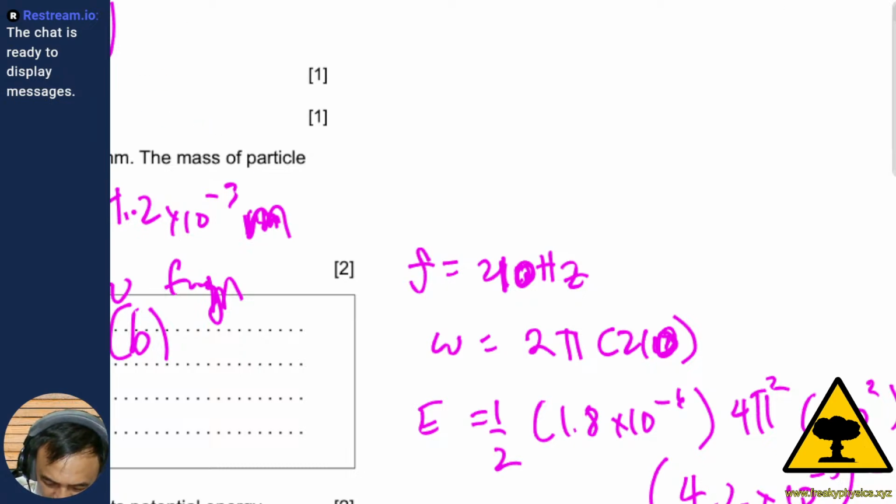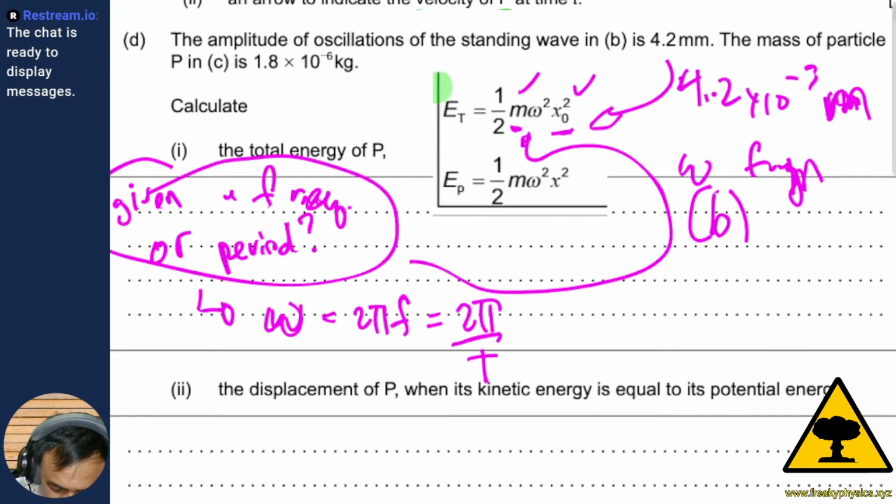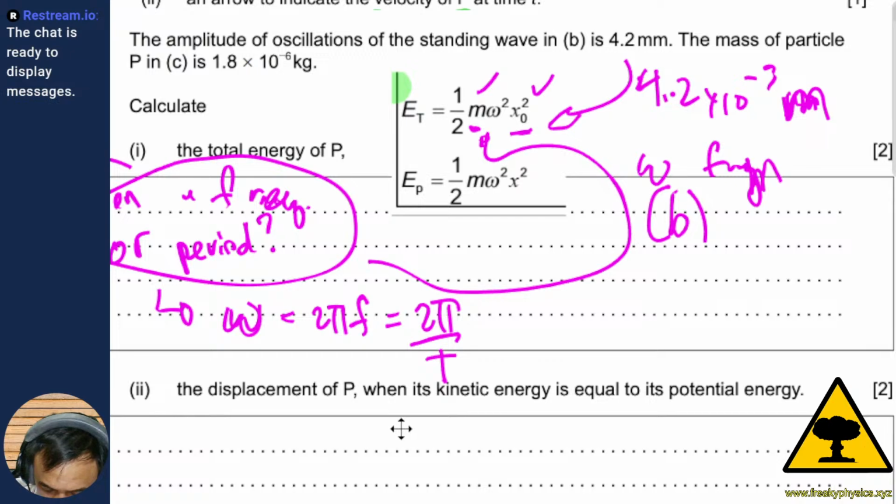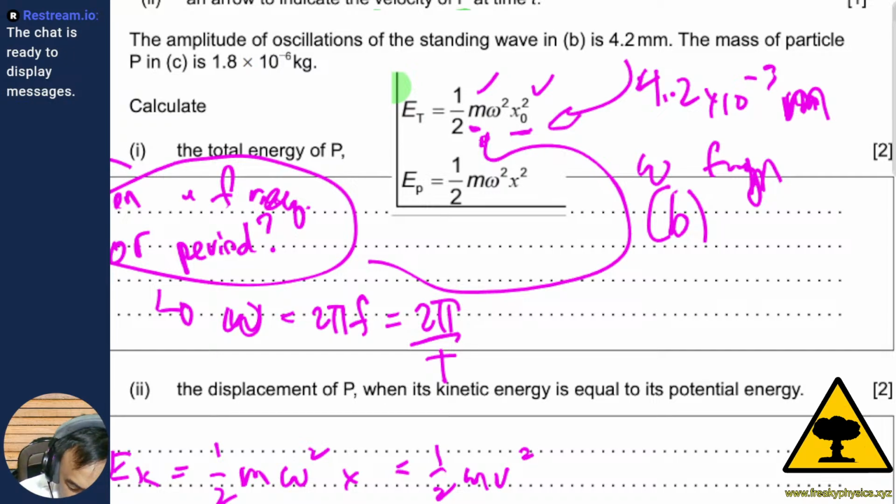Yes. Okay. The last problem here is the displacement of P when the kinetic energy is equal to the potential energy. So basically all you have to do here is that the kinetic energy is equal to 1/2 m omega squared x squared, and that's equal to 1/2 m v squared, right? Yeah. Actually, no, we don't need that bit. Okay. Also, we know x squared.